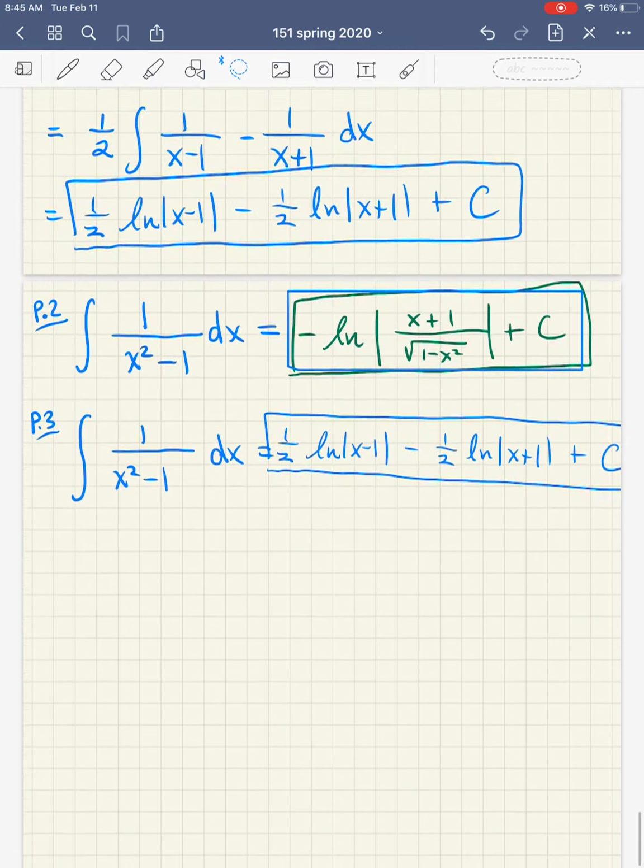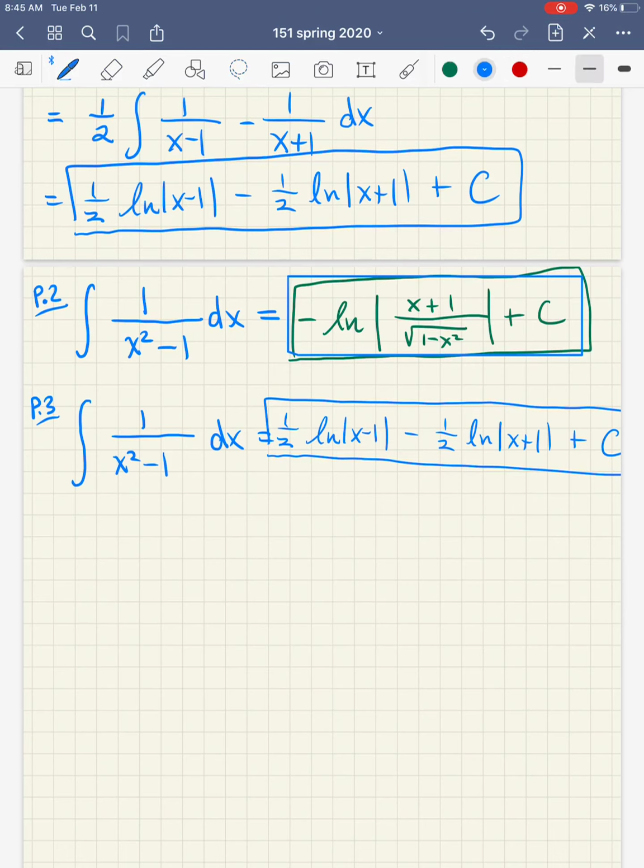And so as our final check, I just want to check that these are the same. What I want to do is simplify this expression, negative log of x plus 1 over the square root of 1 minus x squared. And I just want to convince you that it's going to equal this expression down here. And this is a good chance to review some of the log properties.